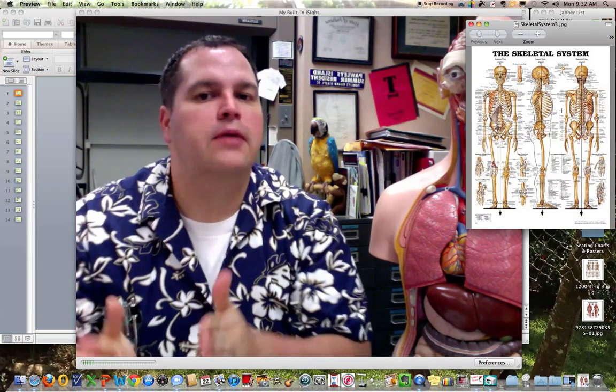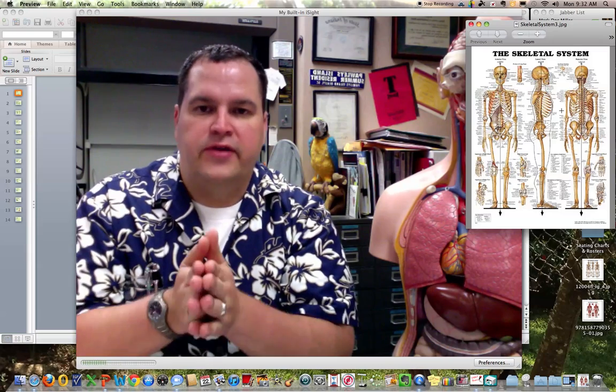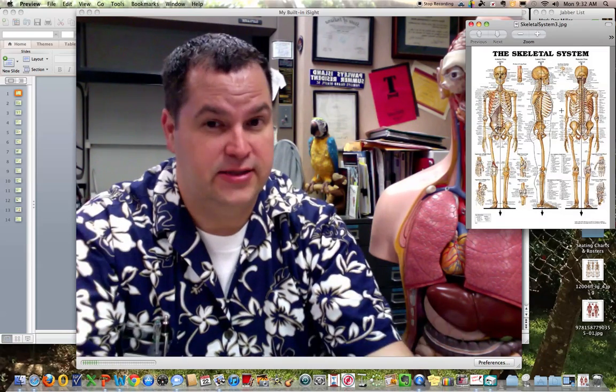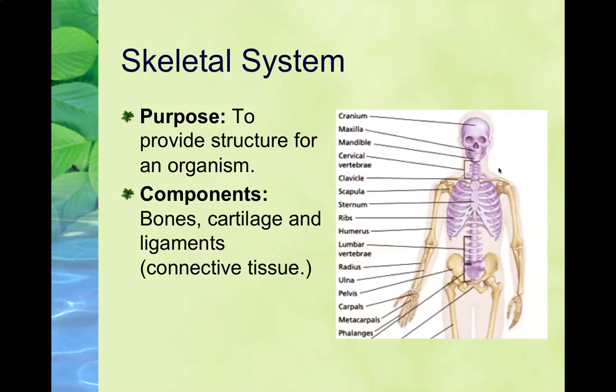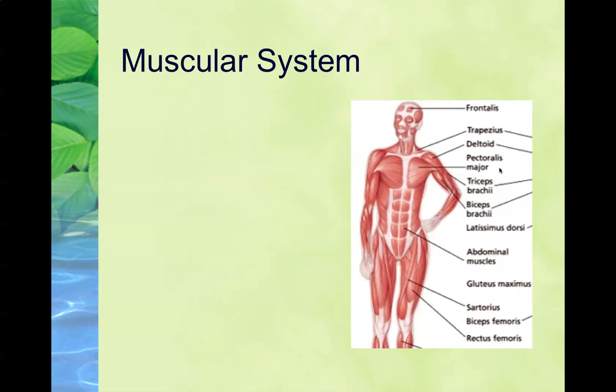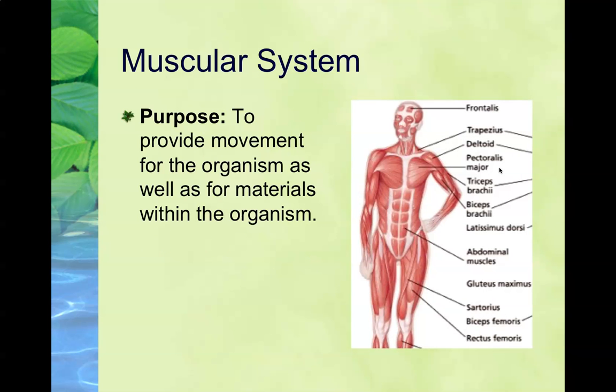Unfortunately, bones can't move on their own. They have to have something to move them, which is where our next system comes into play. Our next system is the muscular system. The muscular system's job is to provide movement for the organism as well as provide movement of materials within the organism, meaning that the organism needs stuff to move around in it, and muscles help us do that.